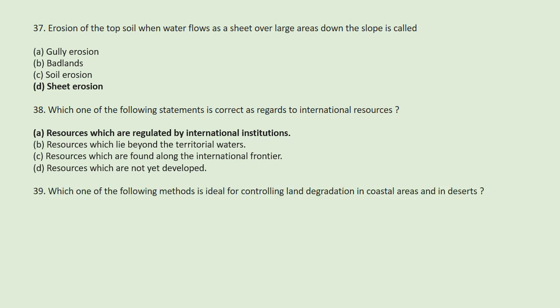Question 39. Which one of the following methods is ideal for controlling land degradation in coastal areas and in deserts? A. Strip cropping. B. Contour plowing. C. Planting of shelter belts. D. Plugging of gullies. Option C is the right answer. Planting of shelter belts is the right method for controlling land degradation in coastal areas and in deserts.